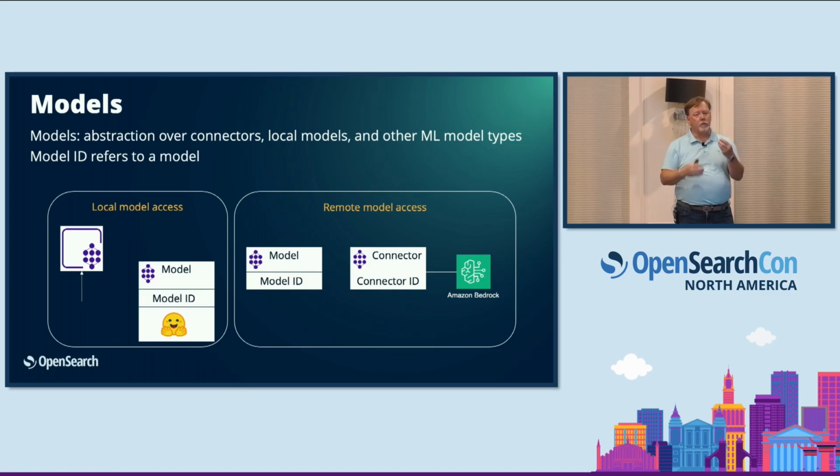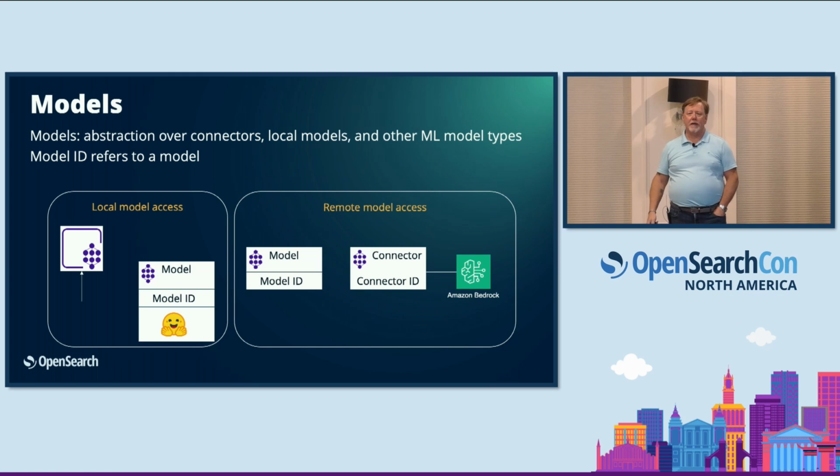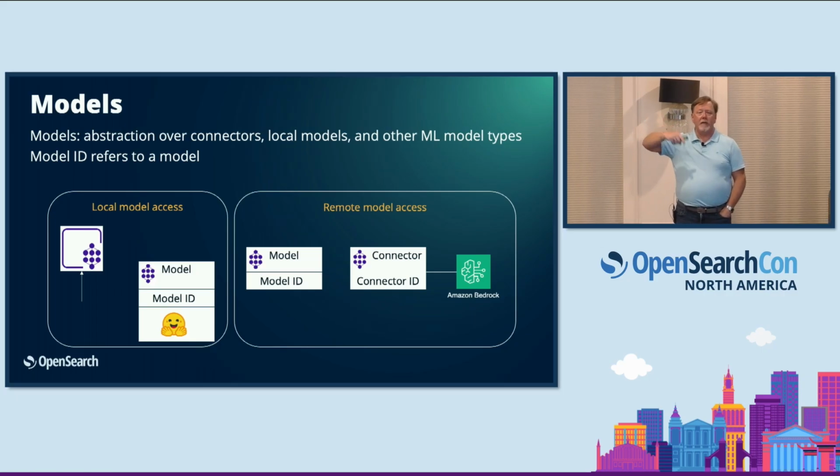Then within OpenSearch, I'm going to define a model. A model is an abstraction that has an ID. I use my model ID everywhere to refer to this particular model via this particular connector. And the connector itself also has an ID. So when you use models with OpenSearch, this is the machinery that you have to deploy to be able to connect to and use these external models.